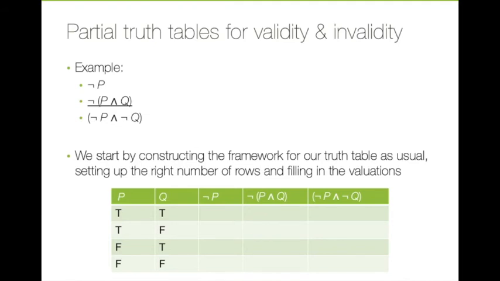Again, we start by constructing the framework for our truth table in the usual way. We have two simple sentence letters here, so we need 4 rows. And we set up the truth values for P and Q as usual to get all the appropriate valuations. We also have the 3 additional columns. One for not P, one for not P and Q, and the final one for the conclusion, not P and not Q. And again, it's always best to leave the conclusion to the far right for clarity.